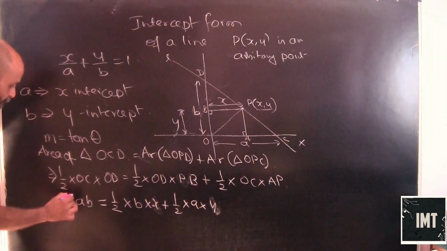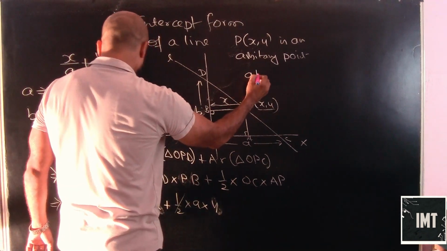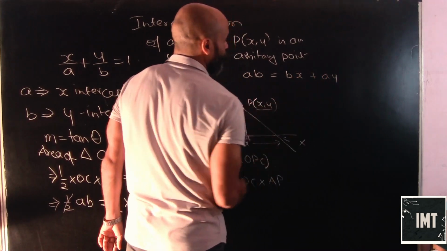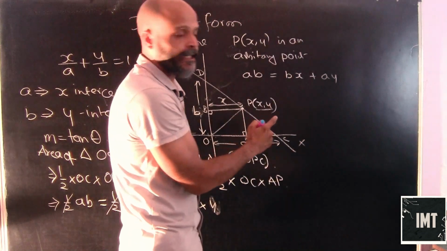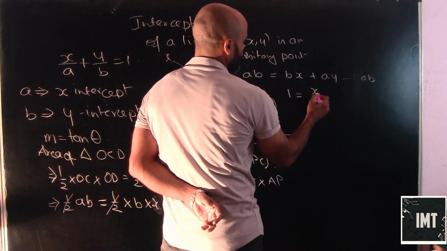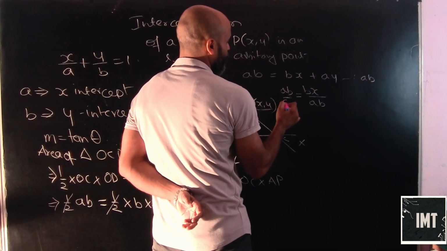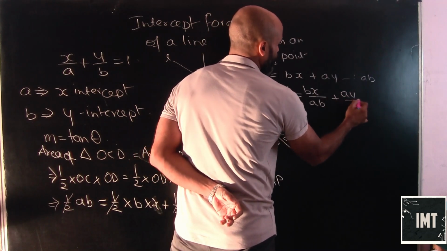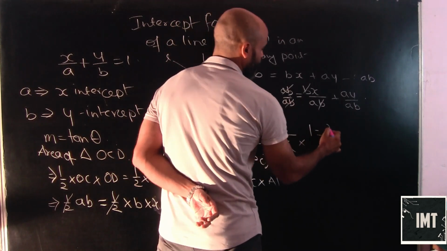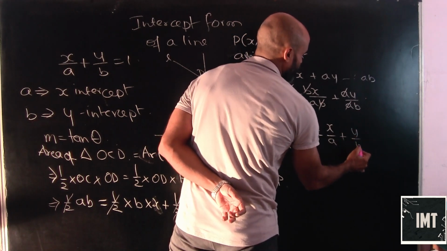Okay. So we have here half. This half gets cancelled obviously. So what we have here is AB is equal to BX plus AY. Now if we divide this entire equation by AB, we get AB by AB is equal to BX plus AY by AB. So this gets cancelled, we get 1 here. B and B get cancelled, so we get X by A, and A and A get cancelled, so we get Y by B.